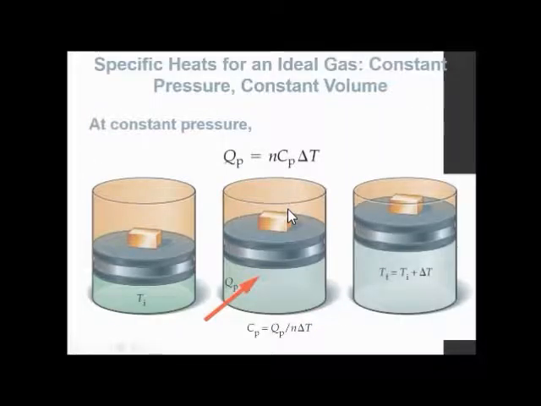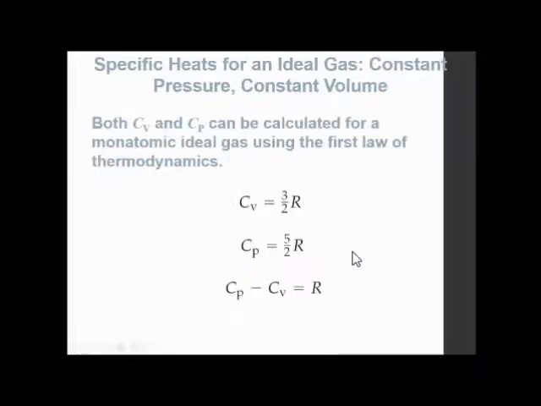Similarly at constant pressure, the pressure is kept constant, so QP will be equal to n Cp del T, where n is the number of moles, Cp is the specific heat at constant pressure, and del T is the net change in temperature as heat is applied, and the final state becomes Ti plus del T. Both Cp and Cv can be calculated for monoatomic ideal gases using the first law of thermodynamics. So this is basically Cv equals 3 by 2 R.